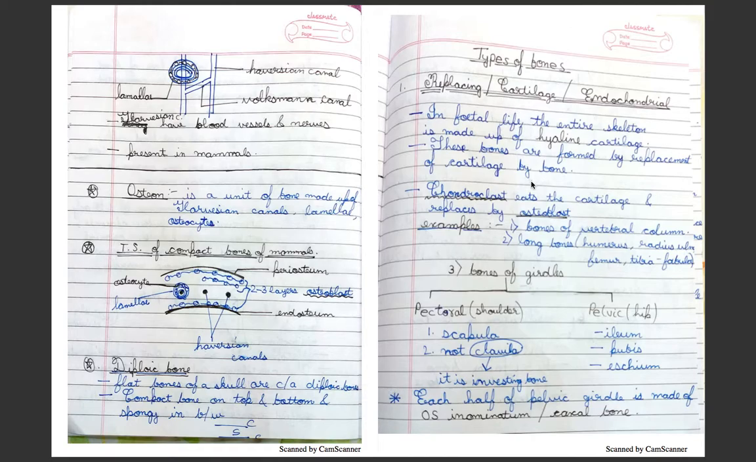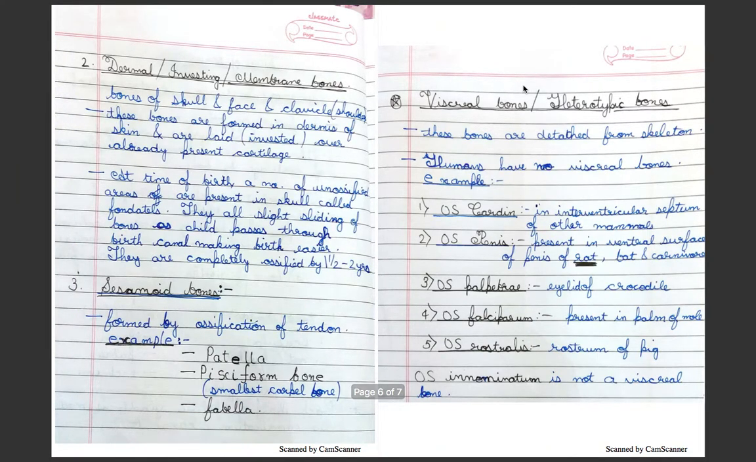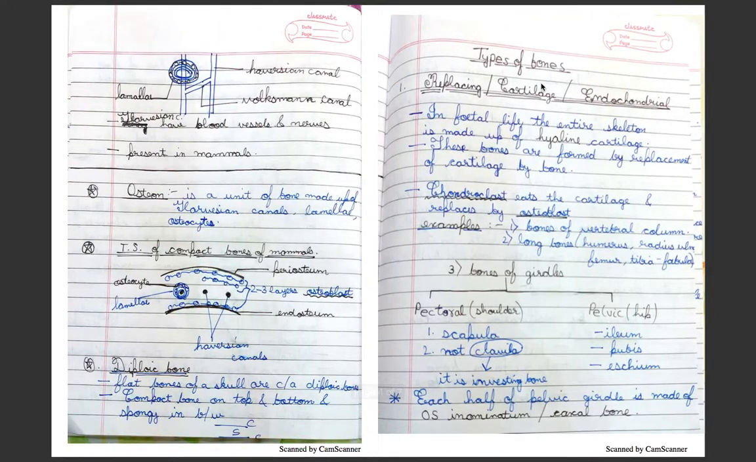Types of bone. There are three types of bone: replacing bone, dermal bone, and visceral bones. Replacing bone is also known as cartilage bone, endochondral bone. In the fetal life, the entire skeleton is made up of hyaline cartilage. These bones are formed by replacement of this cartilage by bone. The chondroclast, that is the cartilage eating cell, eats the cartilage and it is replaced by osteoblasts. Osteoblast is the bone forming cell.